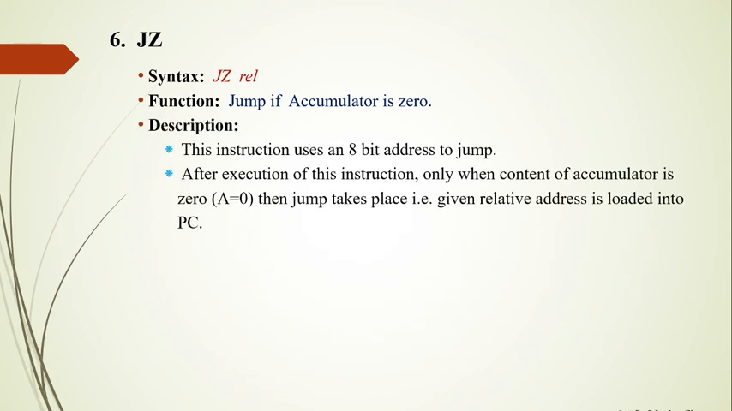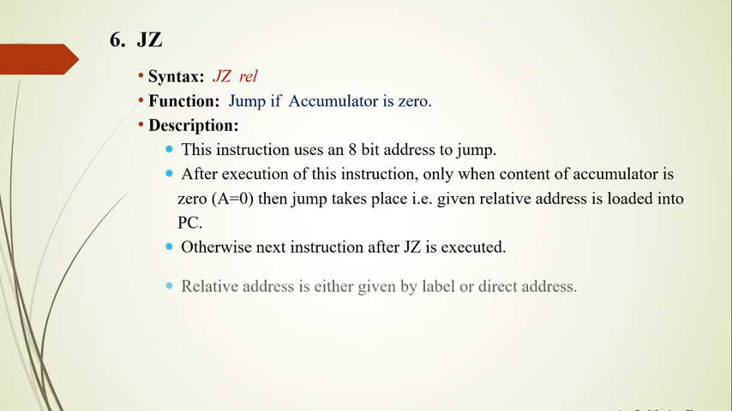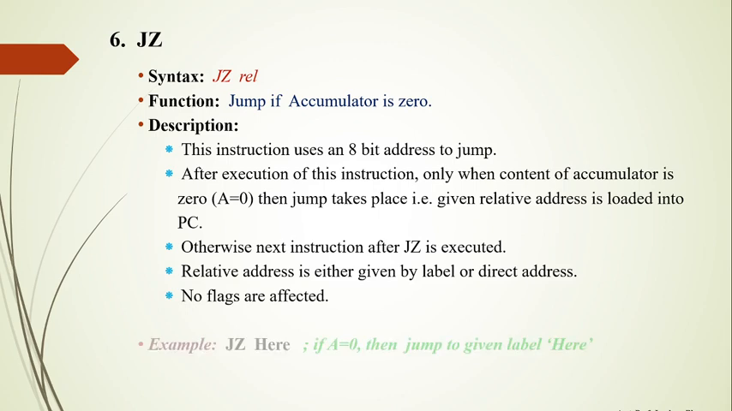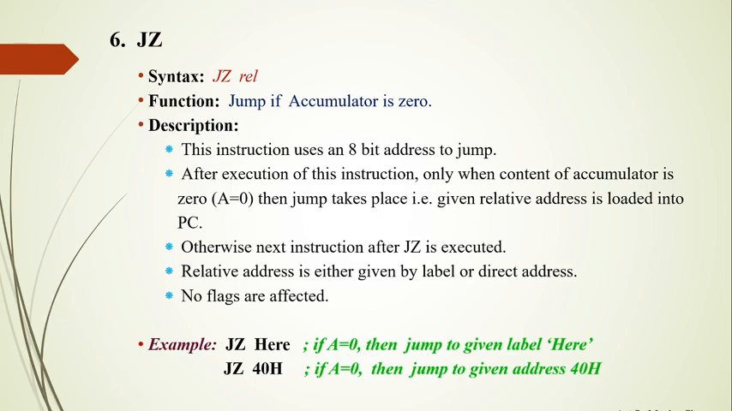JZ. So here, jump if accumulator is 0 to the relative 8-bit address. So after execution of this instruction, the jump is taken only when the content of accumulator is equal to 0, to the relative address. Otherwise, next instruction after JZ is executed. Relative address is either given by label or a direct address, and no flags are affected. For example, JZ here. So if content of accumulator is equal to 0, then jump to the given label here. If the content of accumulator is 0, then jump to the given address 40H.